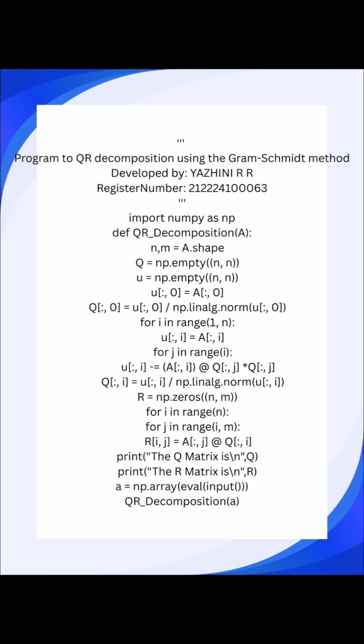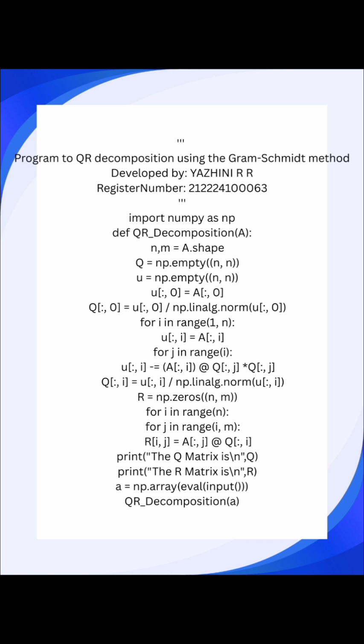Then initialize Q and U. Q = np.empty((n, n)) and U = np.empty((n, n)). We create two empty n by n matrices. U will store intermediate vectors from Gram-Schmidt. Q will store the final orthonormal vectors.